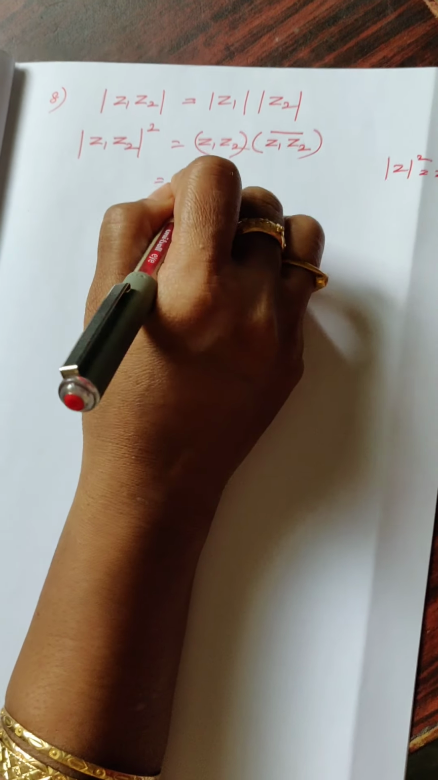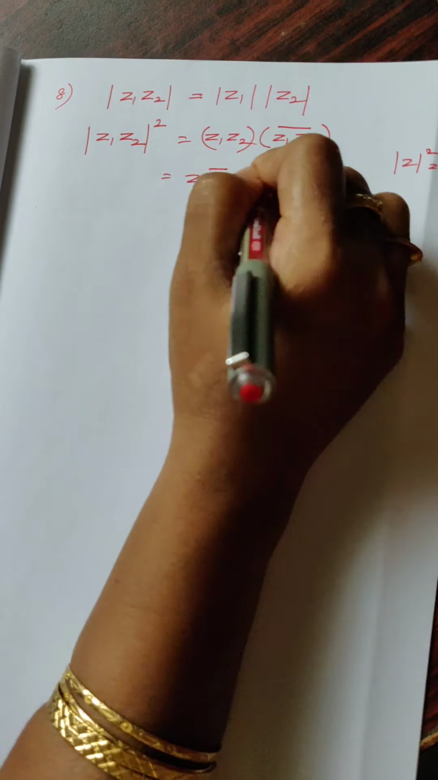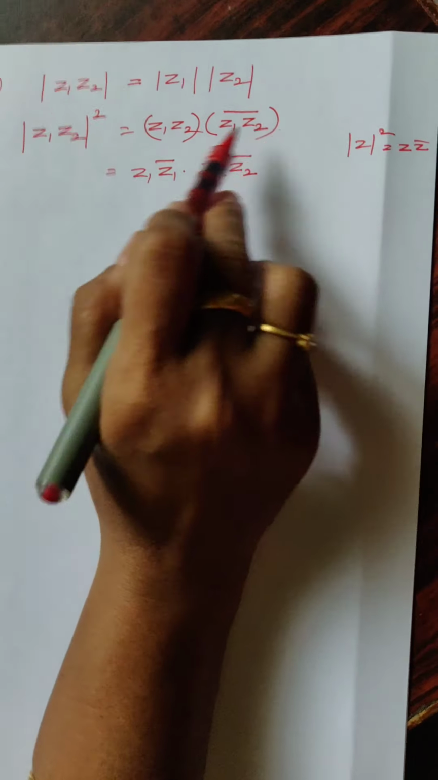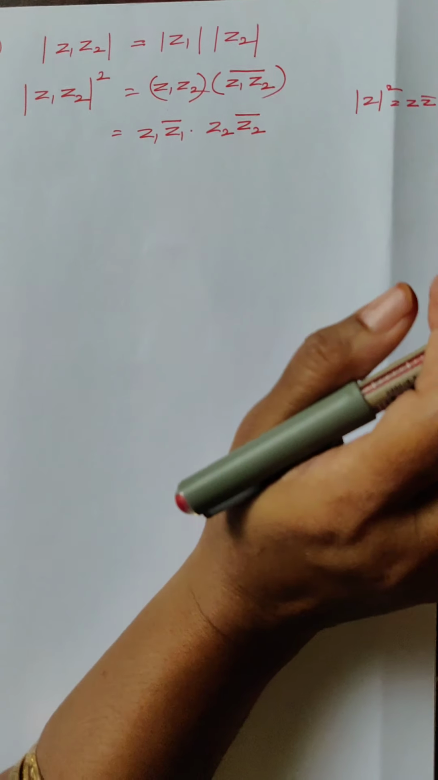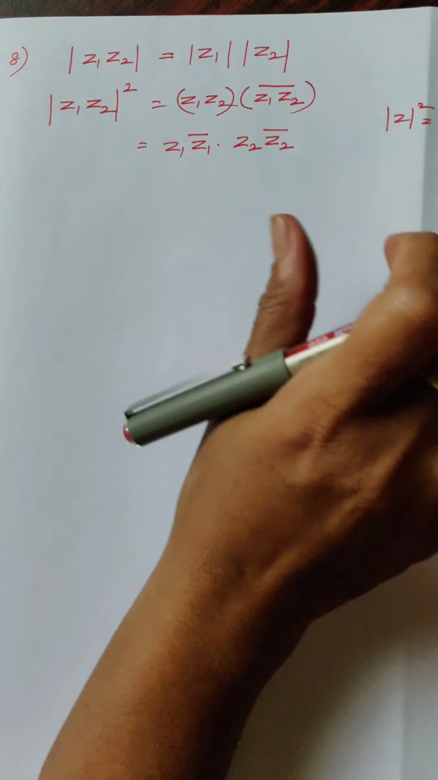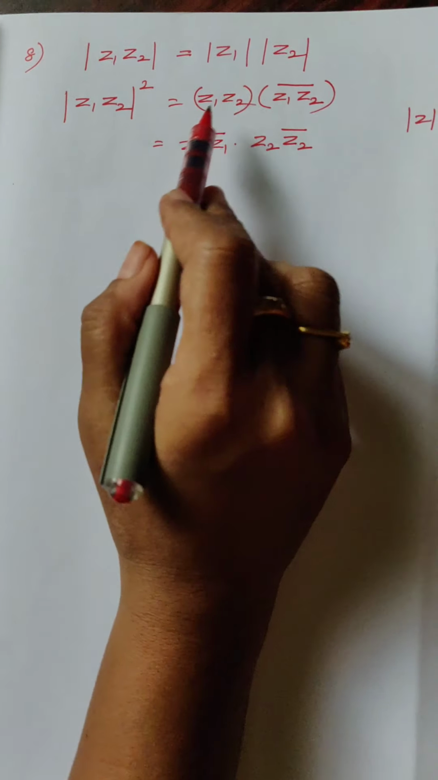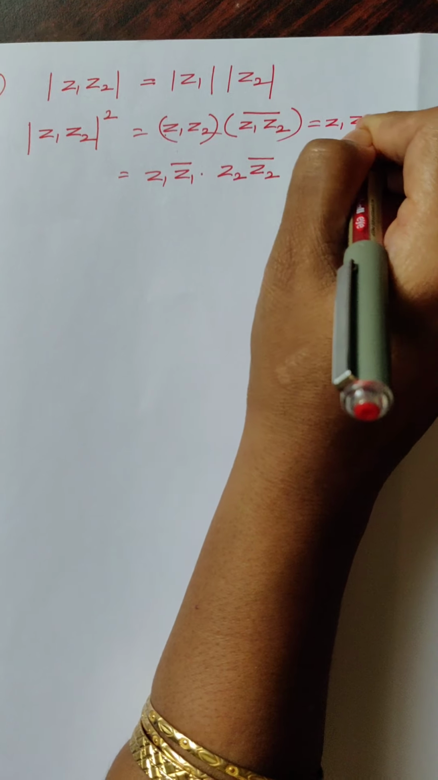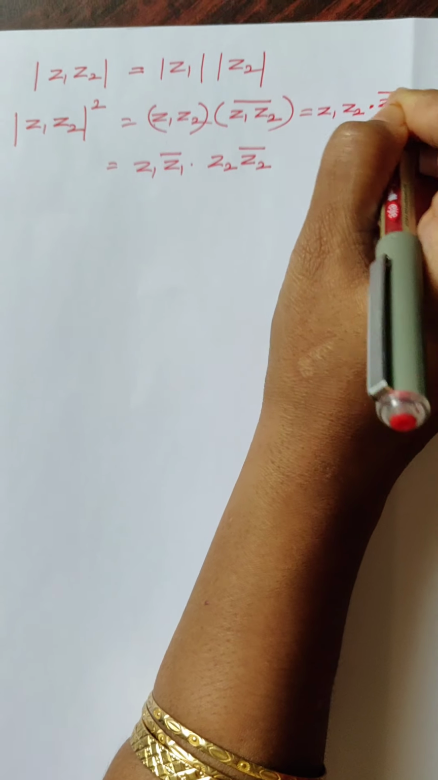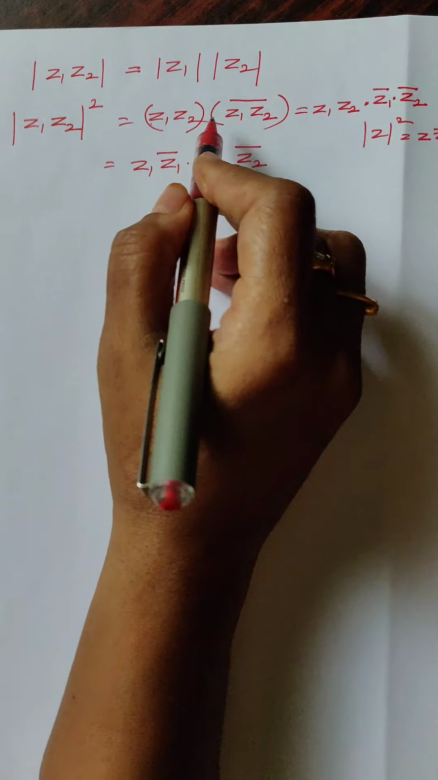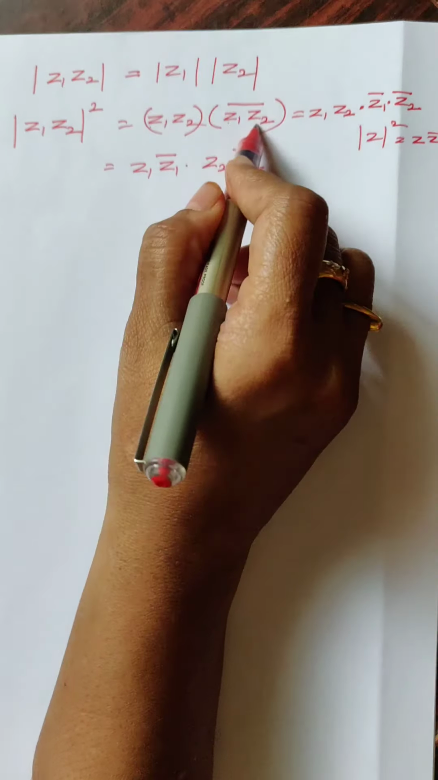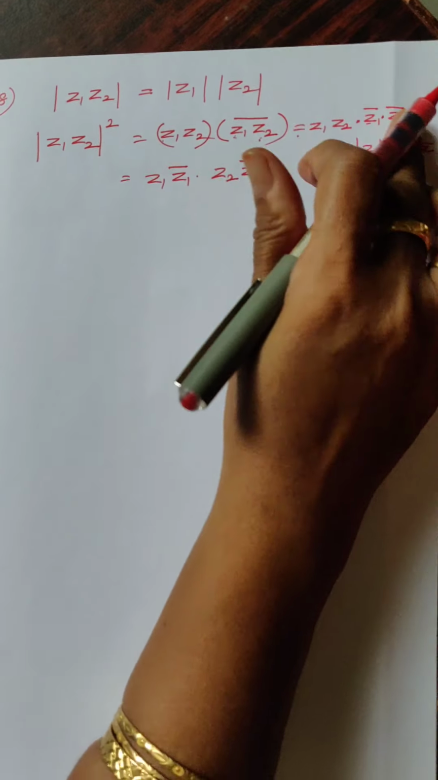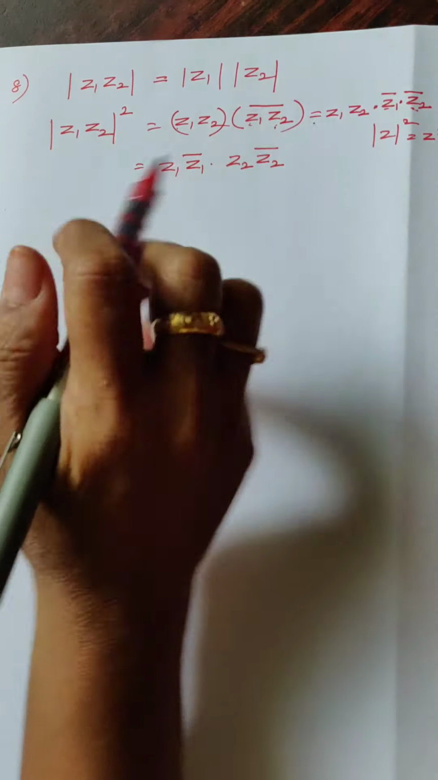So z1 bar into z2 bar. Be careful, I am not applying the distributive property. All are in multiplication. All multiplication means you have to use the associative property. So I am using the associative property. Or I can write this as one more step: z1 z2 into z1 bar into z2 bar. Already you came across in conjugate: conjugate of product of two complex numbers equals product of conjugates of the two complex numbers. I am applying the result. Just I am rearranging.